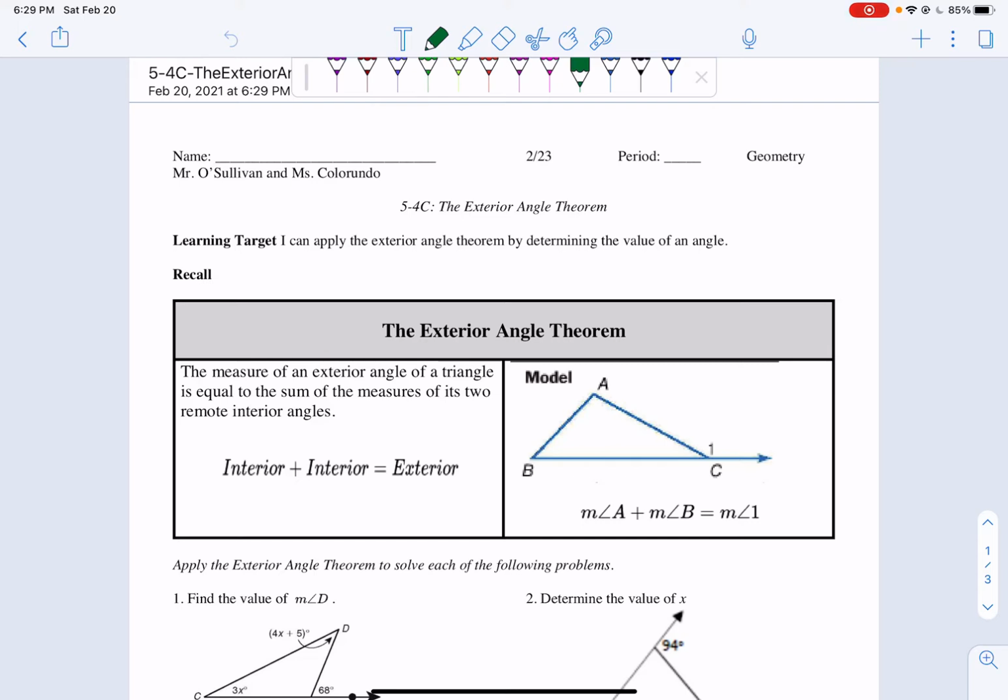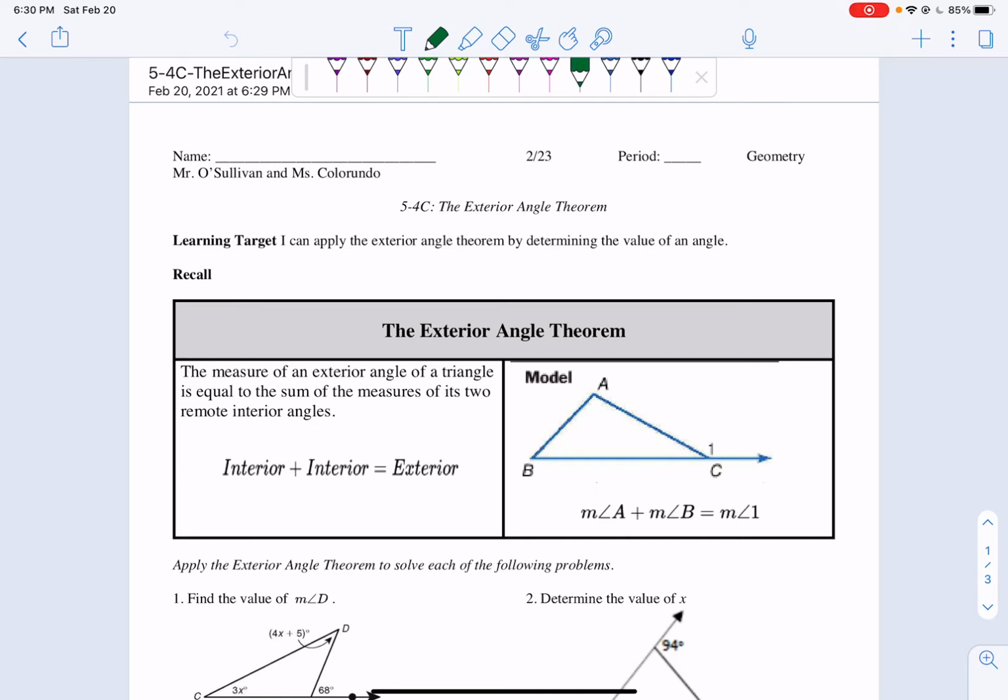So we're putting together what we learned yesterday, where we learned how to set up the exterior angle theorem, and we're now going to actually be putting that into practice. So we're going to be setting up and then solving. Today's learning target is I can apply the exterior angle theorem by determining the value of an angle.